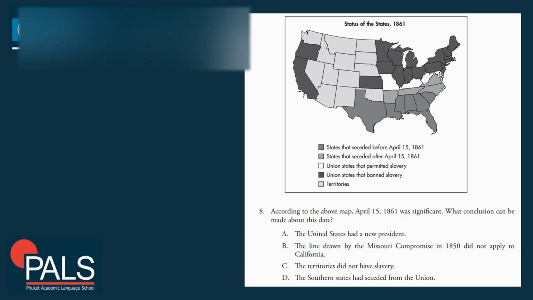Okay, let's talk about which one is accurate and why. So the correct answer for this is D. As we can see, all of those two colored gray states are in the southern portion of the United States then.